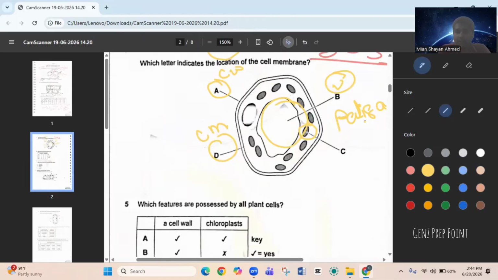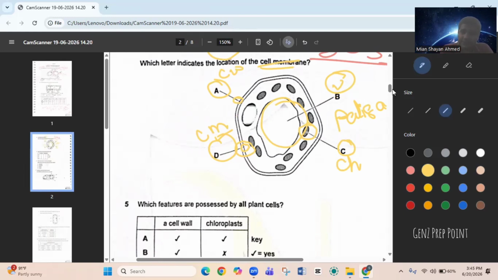If we focus further, this C will then be the chloroplast, and it asks us about cell wall and cell membrane. So this is the cell membrane. We can see this spot, and this outer membrane is what? Cell wall. This inner membrane is cell membrane. So D would be the answer then.